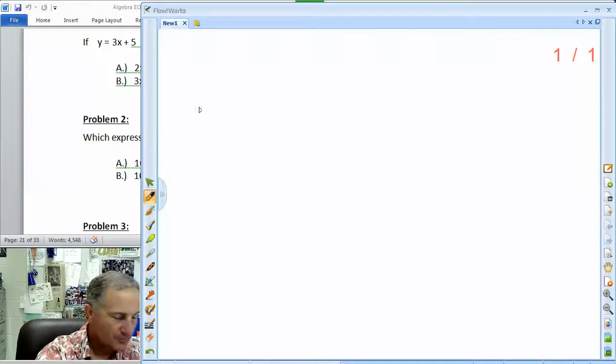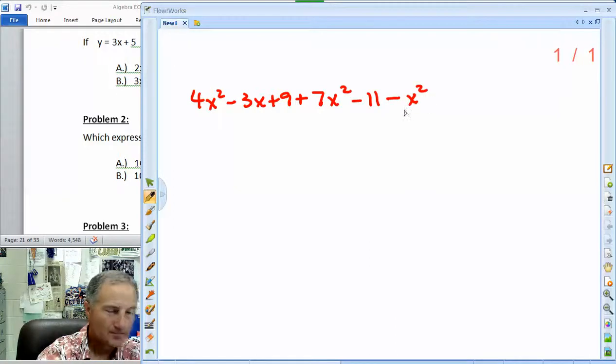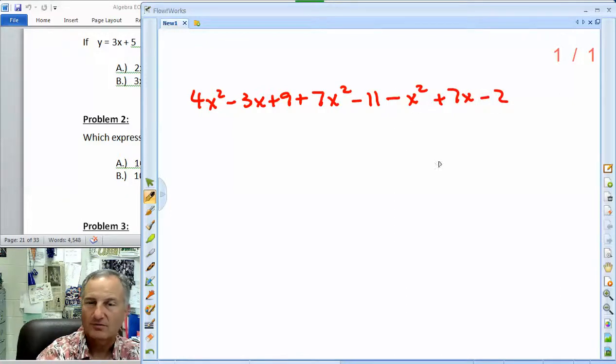Okay, we're going to start off here. I'm going to write this down without the parentheses, because in the first two it doesn't matter because there's a plus sign in between the parentheses. So everything will stay the same there. You just drop the parentheses in this case. But this minus in front of the parentheses at the end is going to change the sign on everything. That becomes a minus x squared, a plus 7x, and a minus 2.